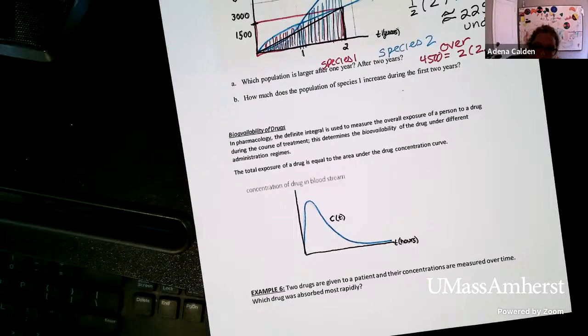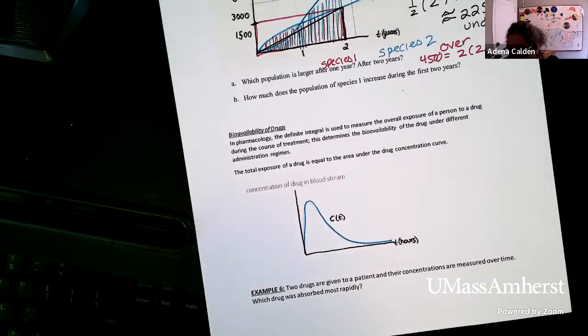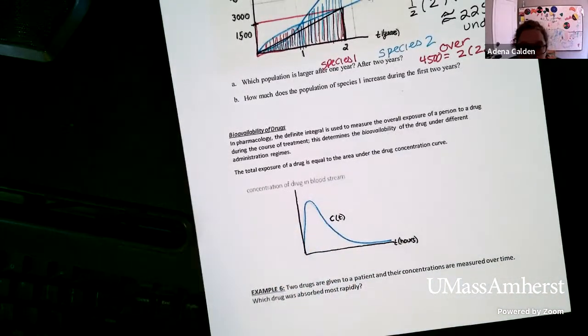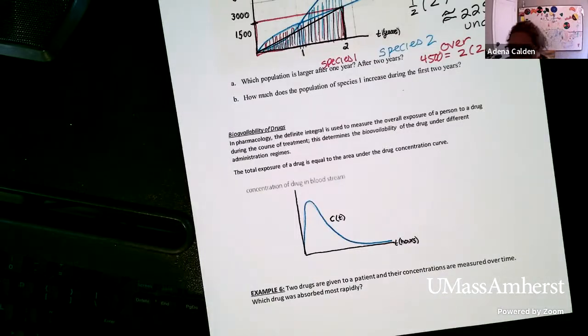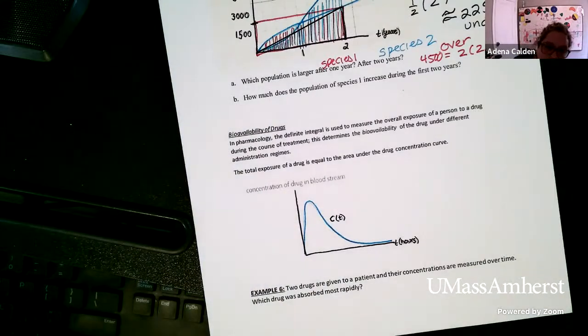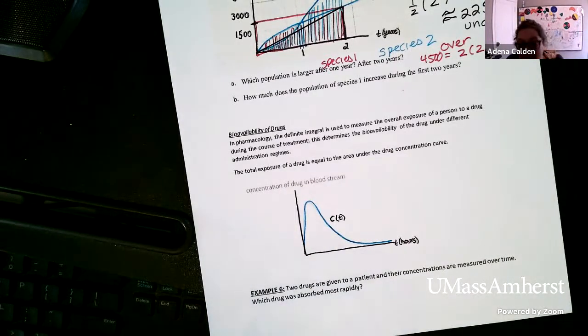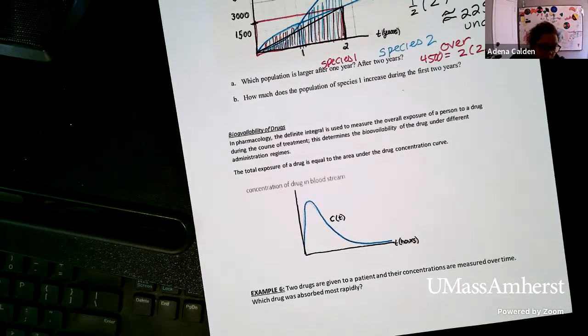So in pharmacology, we use the definite integral to measure the overall exposure of a person to a drug during a course of treatment. What that looks like is finding the area underneath the concentration curve to help determine what's called the bioavailability, which is the total exposure. There's certain drugs that over time, you can only have so much exposure before it starts to impact your organs or things like that. So that helps us understand how many courses of a treatment you should get, things like antibiotics or cancer drugs. How many times you can take it before you have to switch to a new drug.